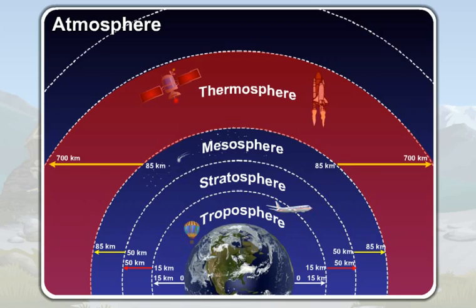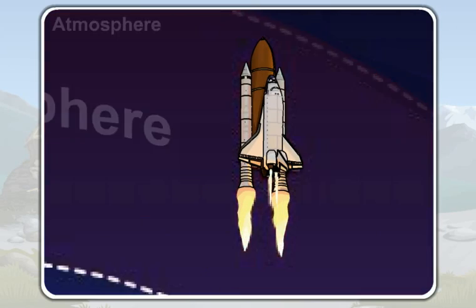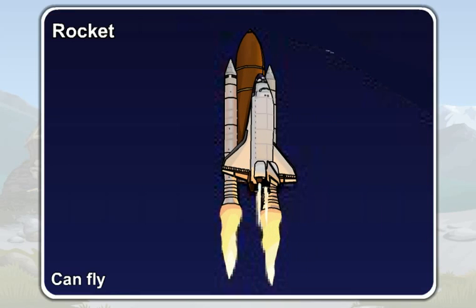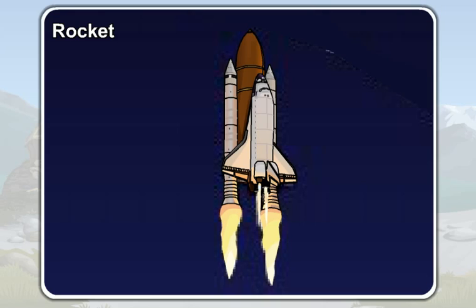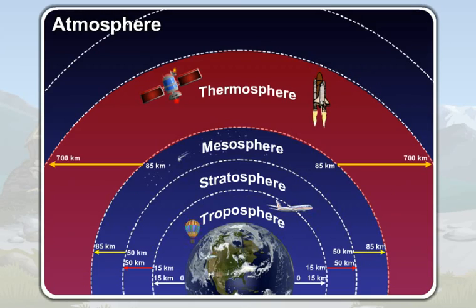You may have heard about the rocket. Rockets can fly higher and faster than an aeroplane can. Scientists go to the space station in a rocket. Space stations are built in this region.